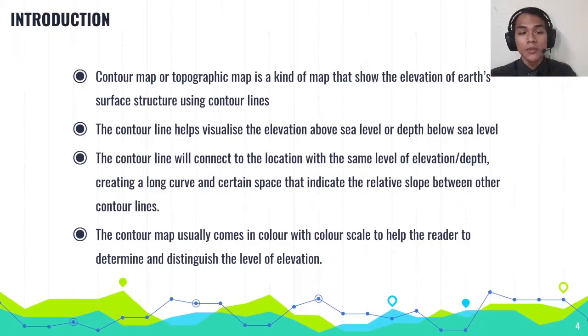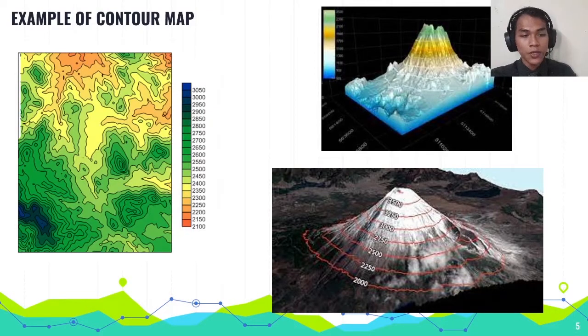The contour map usually comes in color with a color scale to help the reader determine and distinguish the level of elevation. As we can see here, on the left is the 2D version of the contour map. We have it in different colors in the different contour regions and a color scale on the side. And here we have the 3D version of the contour map, and the bottom one shows where the contour line is in the real Earth surface structure, as we can see here.